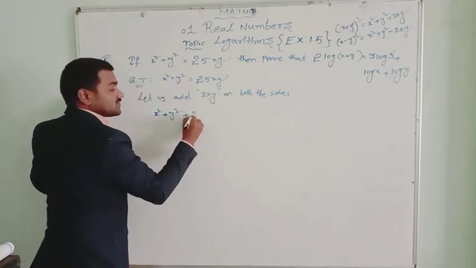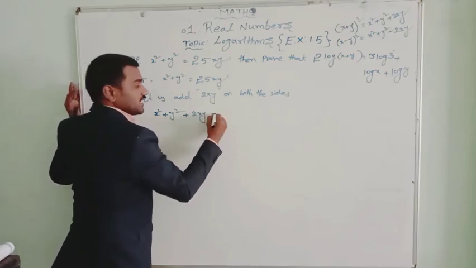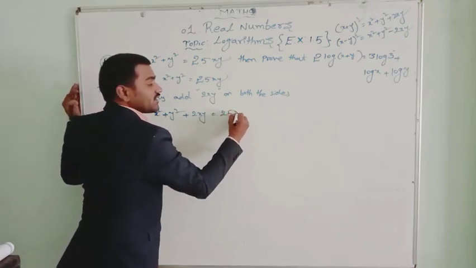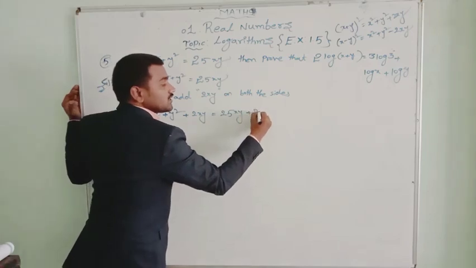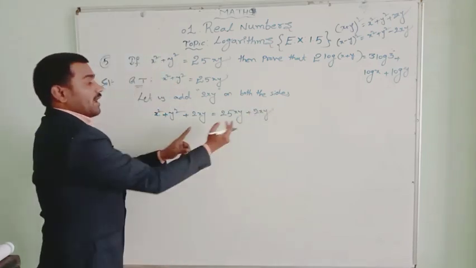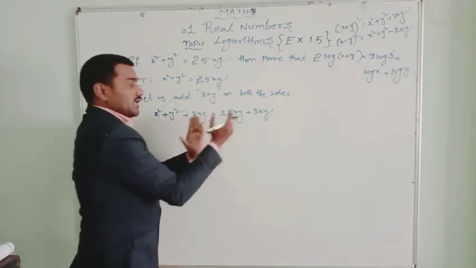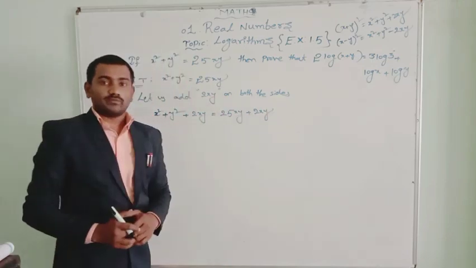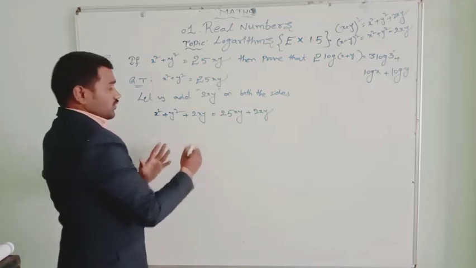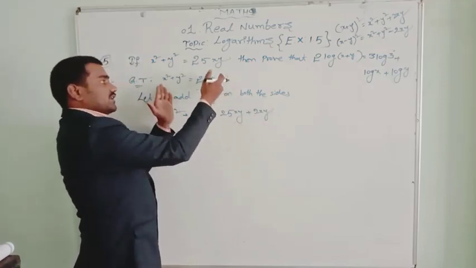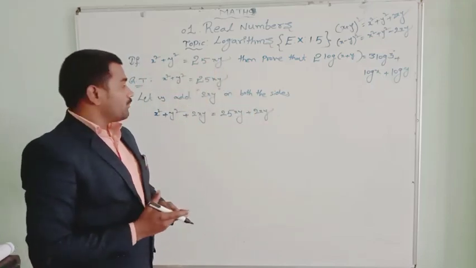Now plus 2xy on the LHS, and on the RHS we already have 25xy, plus 2xy. So we have balanced it: we added 2xy on the LHS and 2xy on the RHS. If you do not write it, you can cancel it, and again we get the same as before.